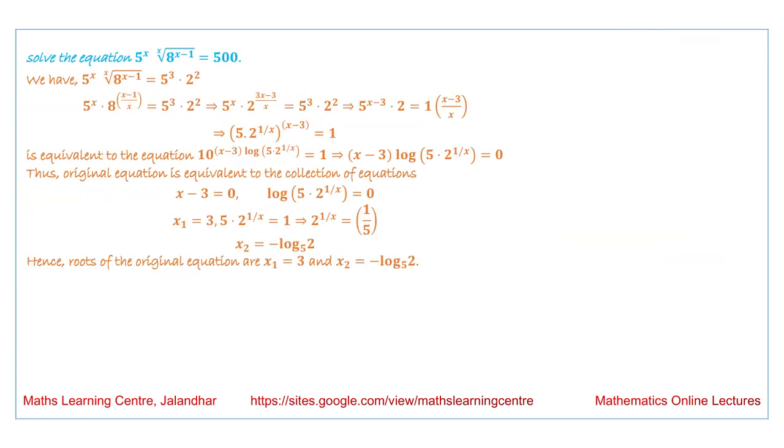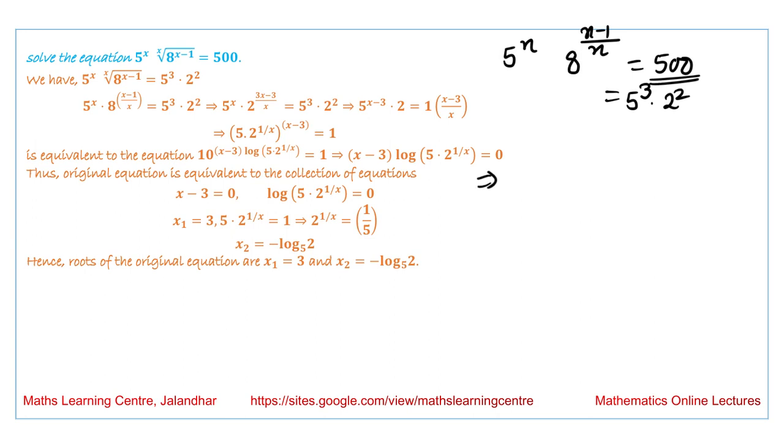Next is 5 raised to the power x, and then it is 8 raised to the power x minus 1 over x is equal to 500. So we can write this 500. If we factorize this 500, we obtain it is 5 raised to the power 3 into 2 raised to the power 2.